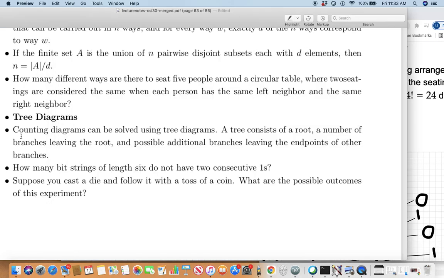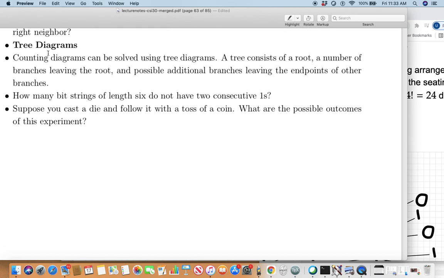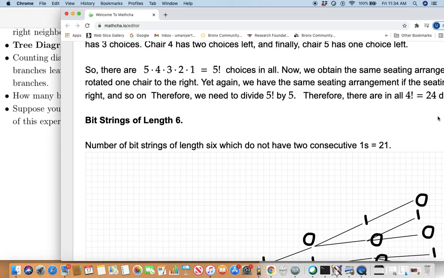All right. The last way of counting diagrams is using tree diagrams. A tree consists of a root, a number of branches leaving the root, and possible additional branches. Tree diagrams are usually handy when we really need to visualize what we are doing. How many bit strings of length 6 do not have 2 consecutive ones?